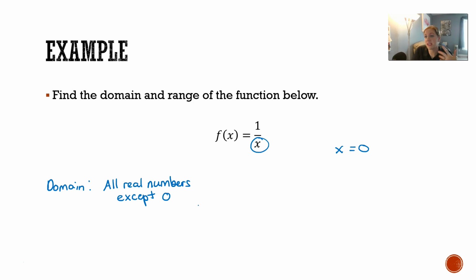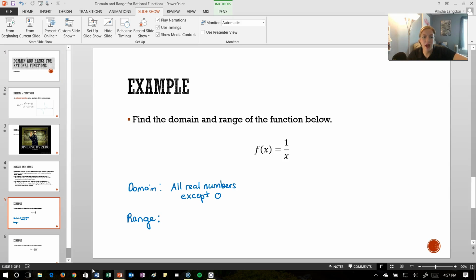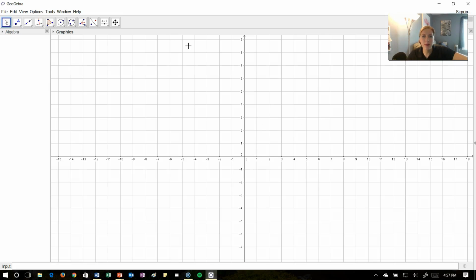So in this example, we can have any value except for 0. It's the only value that won't be allowed for x, because that will cause your function to divide by 0. Now let's look at the range. The range is all possible outputs. To visualize all possible outputs, we're going to graph this real quick. So let's grab our GeoGebra.